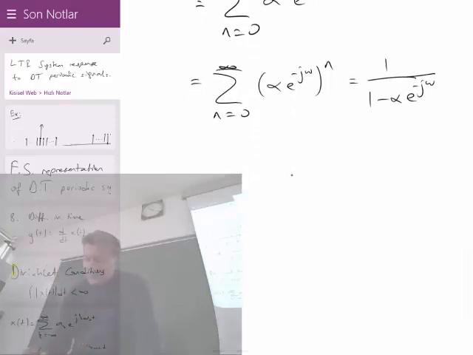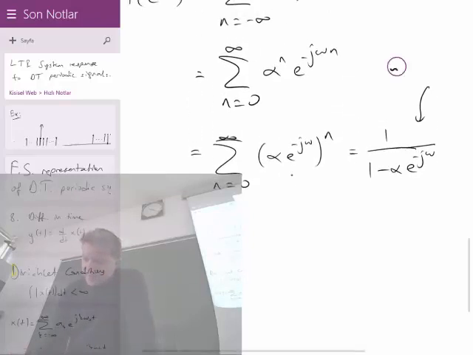So we found our filter. This is our filter. Okay, 1 over 1 minus alpha times e to the minus j omega. It looks a little bit complicated, but no problem. Whatever h of e to the j omega is, it is this.